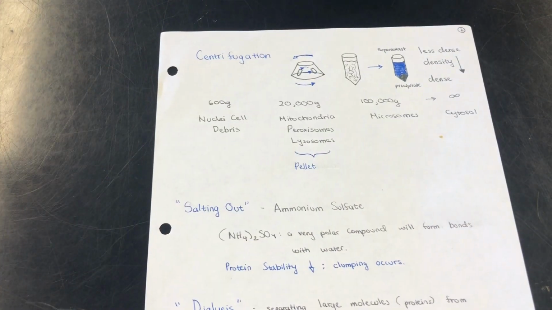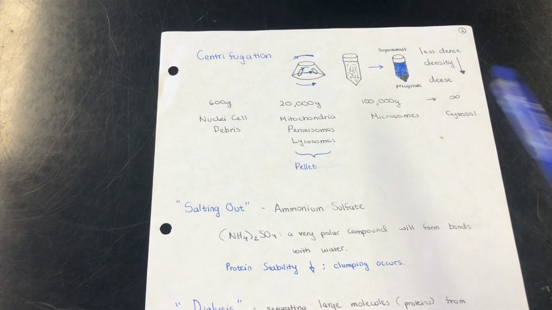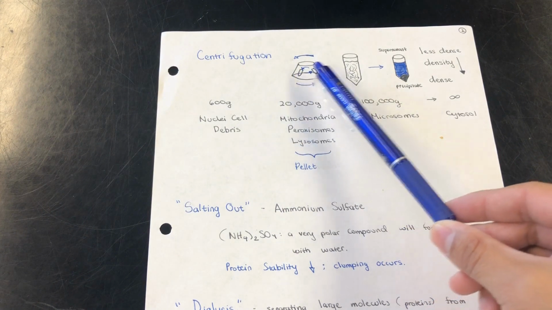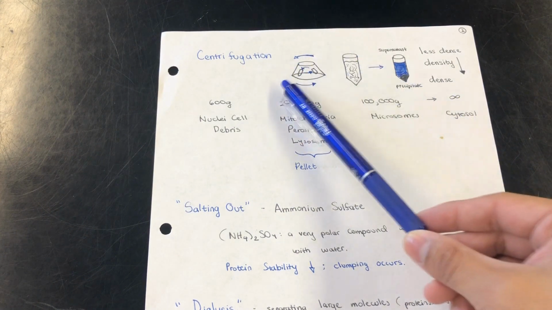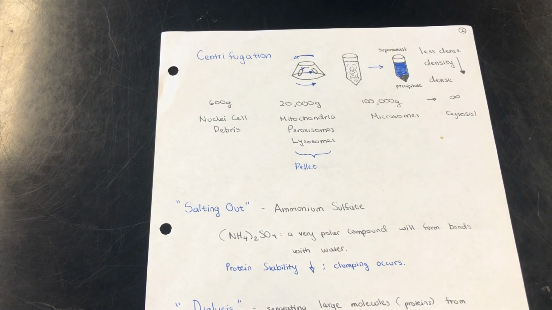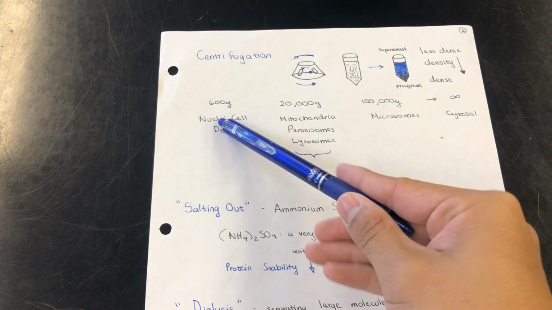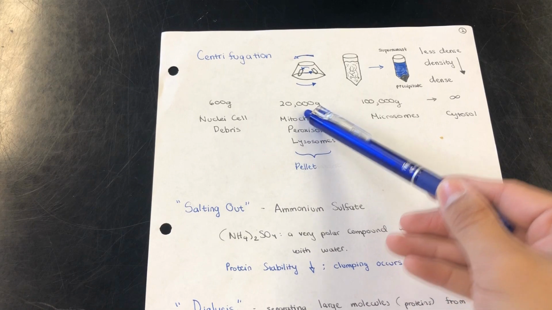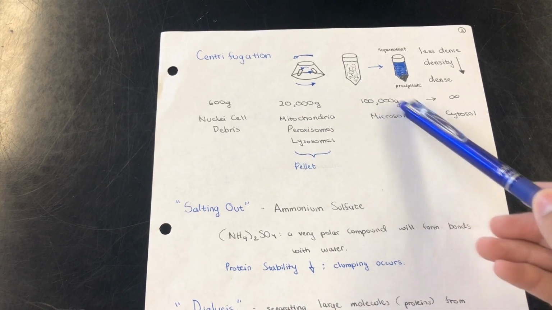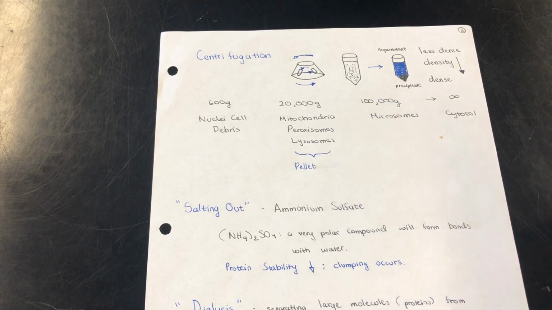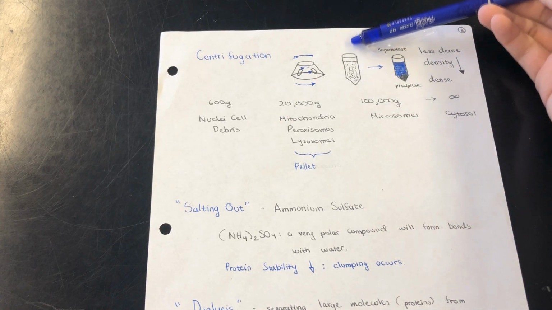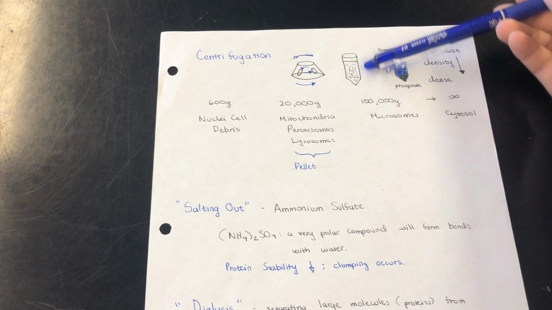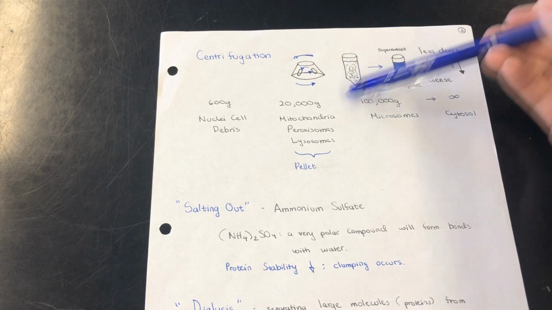Now, centrifugation is basically placing two tubes of equal volume on opposite sides of the centrifuge. The centrifuge will spin at massive speeds: 600 gravity, 20,000 gravity, 100,000 gravity. If you multiply gravity by this, you will get the RPMs, which is revolutions per minute. Inside the tube, you have a mixture of different things.